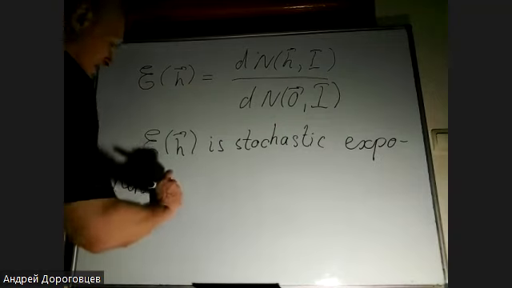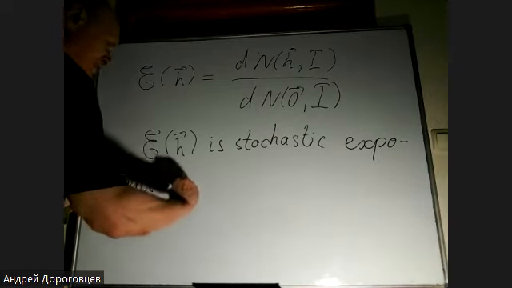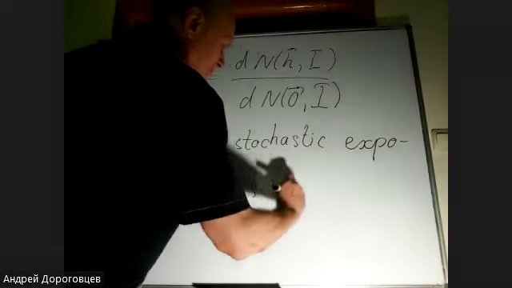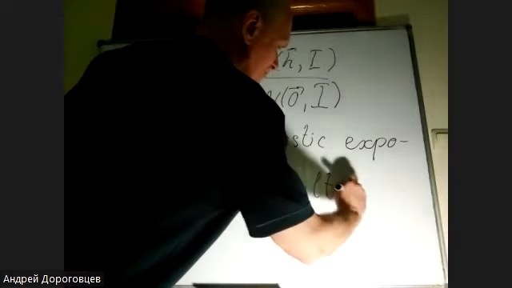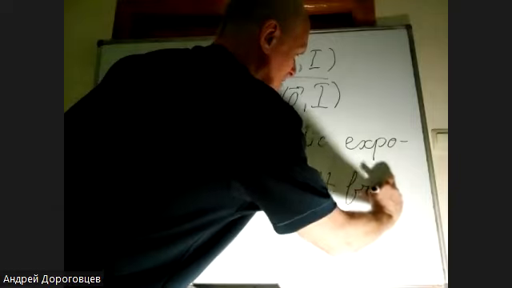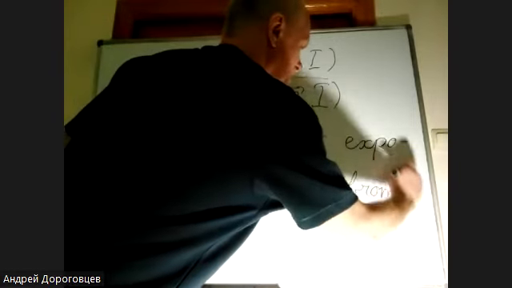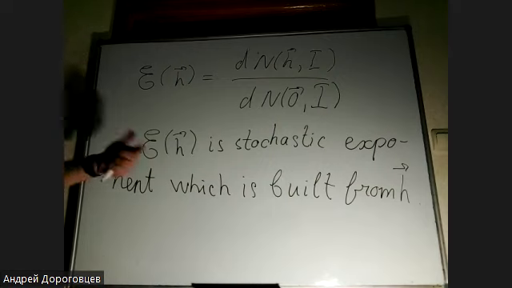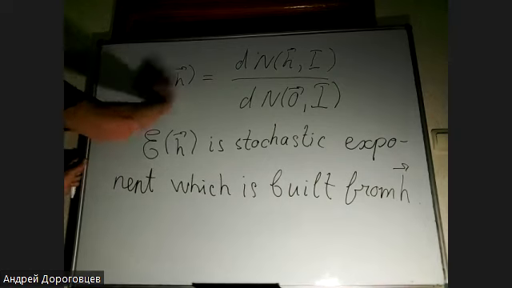built from h. Okay, so we have such a family of random variables, and now let us continue calculations with them.